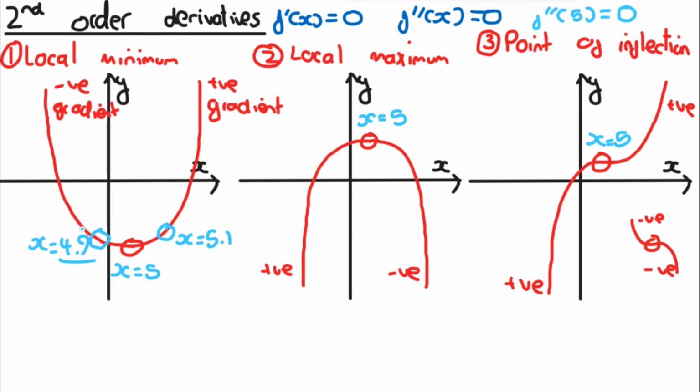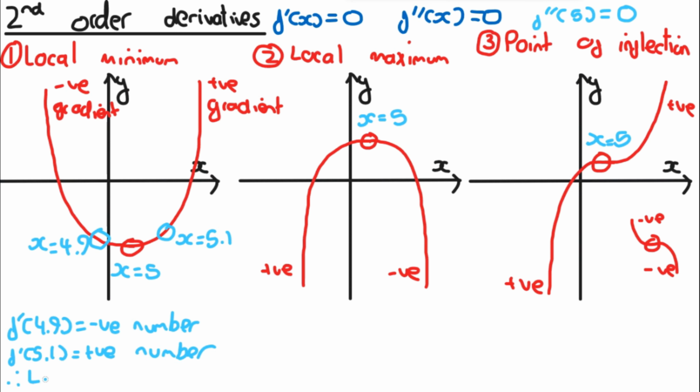And when x is equal to 4.9, for a local minimum, it will have a negative gradient. And when x is equal to 5.1 for a local minimum, it will have a positive gradient. So therefore, using f dash of x, which is the gradient, if f dash of 4.9 is equal to a negative number, and f dash of 5.1 is equal to a positive number, therefore it's a local minimum.